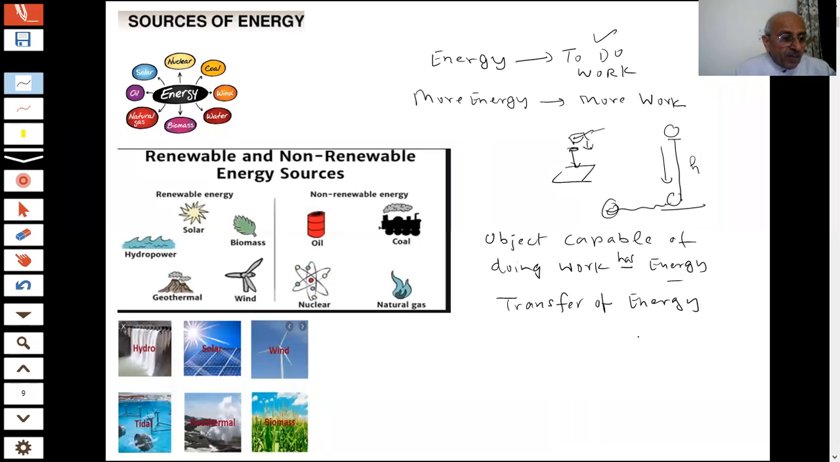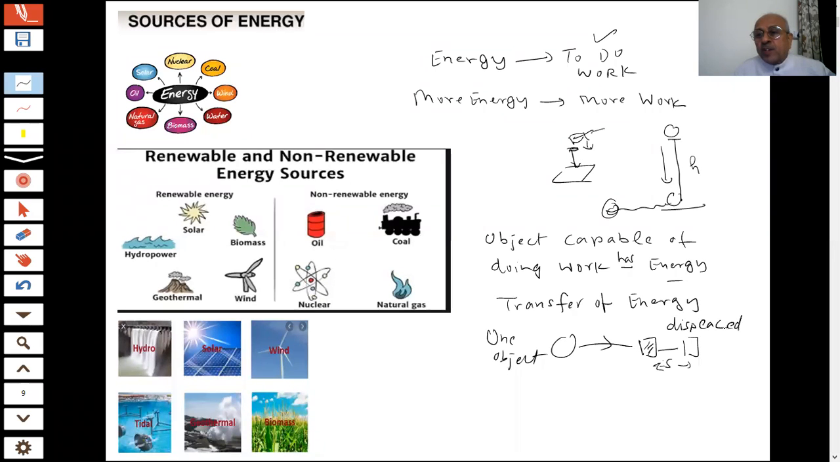So one object, student, has more energy, and supposing it hits another. This object hits this object, what happens? An object which has high energy, it hits the other, and it will displace the object through a distance s. What happens, students? This object is displaced.